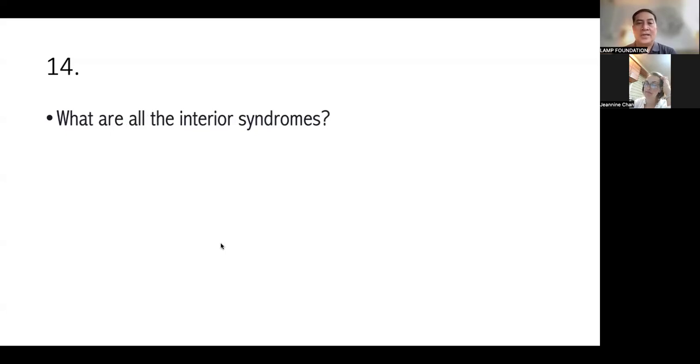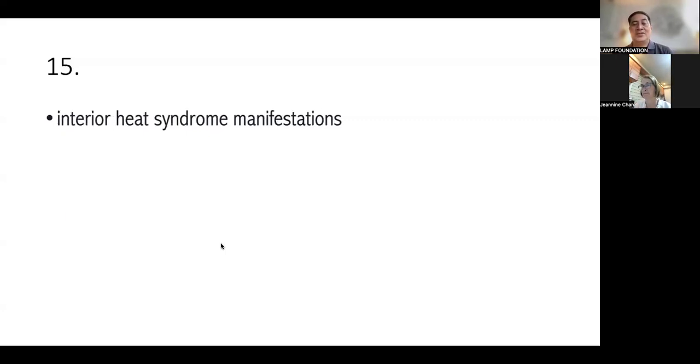So what are all the interior syndromes? It varies from interior heat, interior cold, interior excess, and interior deficiency. Very good. What are the manifestations of interior heat syndrome? High fever, thirst, yellow scant urine, constipation, irritability, agitation, delirium, unconsciousness, yellow coating on the tongue, and a deep pulse.